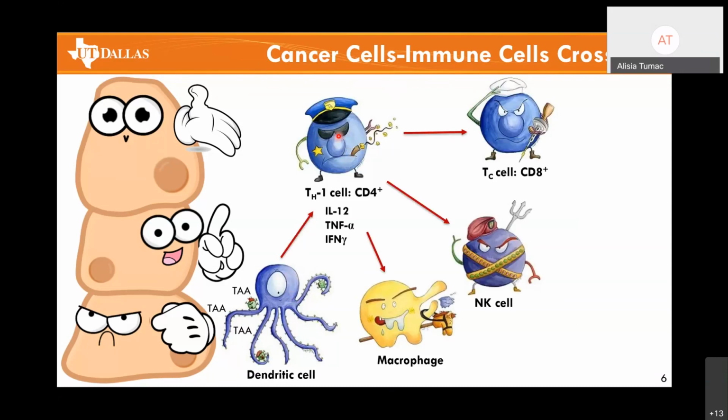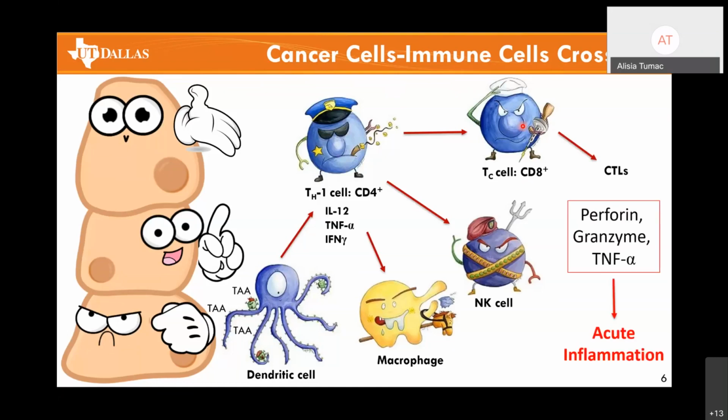The cytotoxic CD8 T cells are the most prominent anti-tumor cells. Upon priming and activation, these cells differentiate into cytotoxic lymphocytes, or CTLs, and CTLs and natural killer cells are both able to exocytose perforin and granzyme-containing granules, resulting in an acute inflammation.